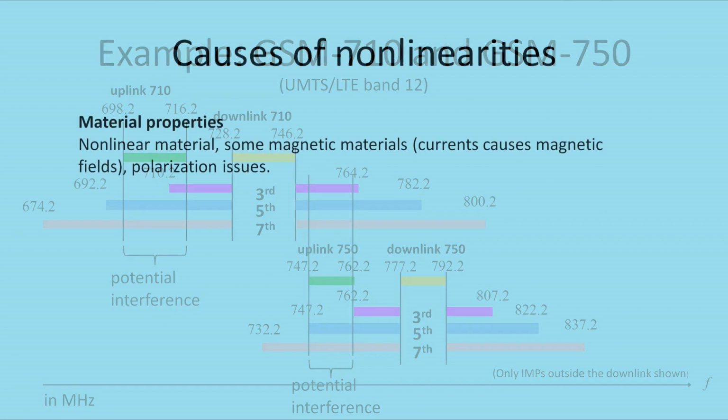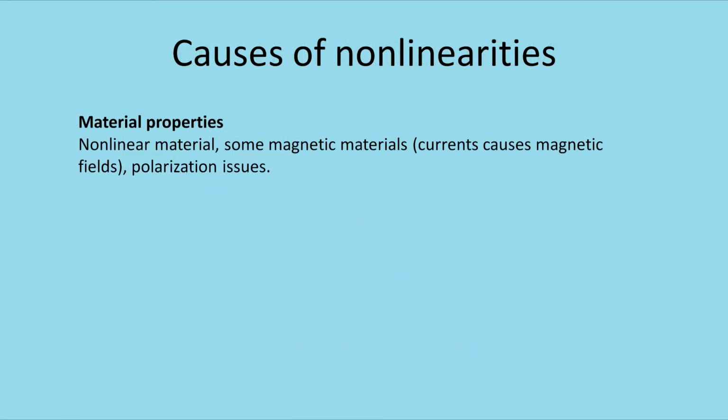What is causing the nonlinear behavior? There are basically 2 mechanisms identified so far. The first one is that the material itself is nonlinear. For example, some magnetic materials may exhibit a nonlinear performance due to the fact that the current causes magnetic fields and that the magnetization curves are nonlinear for strong currents. In other cases, the nonlinearity of a material may be caused by polarization issues.